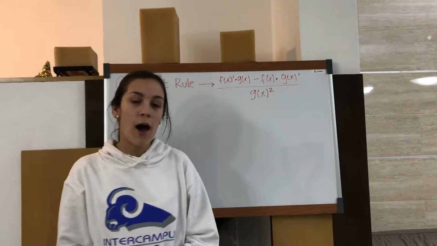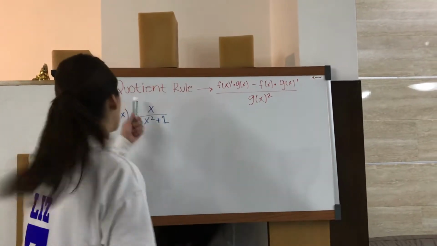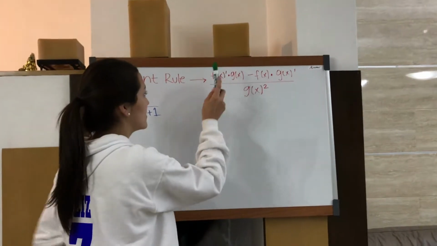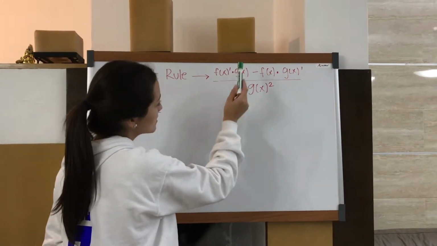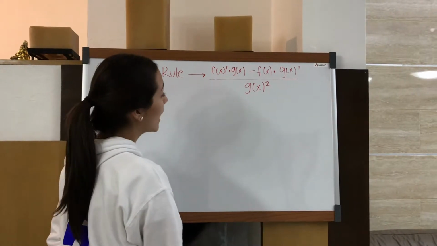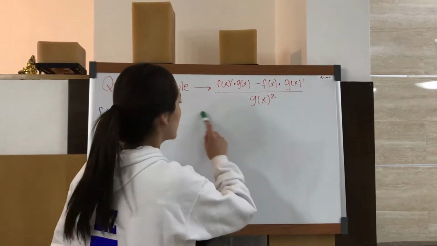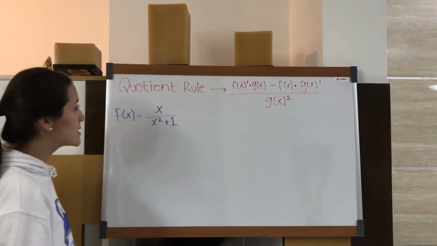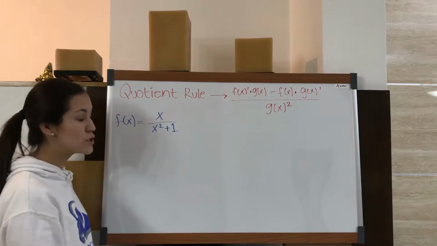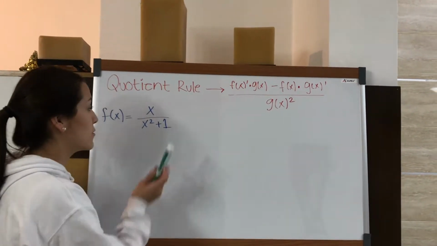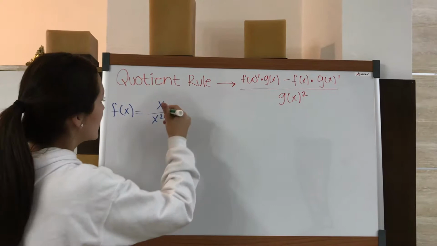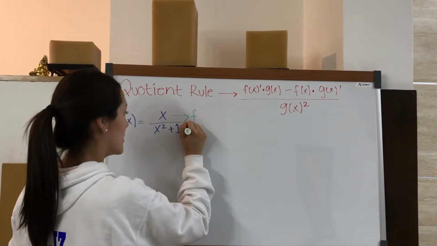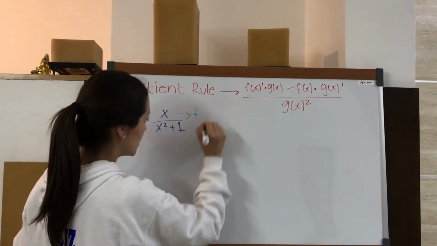Now I'm going to show you how to solve a problem that you need the quotient rule. And the rule says that you need to put the derivative of f times g minus f times the derivative of g divided by g squared. Okay, in this case, the quotient rule will help us to solve a function in which you have a numerator and a denominator. The numerator is going to be f and the denominator is going to be g.